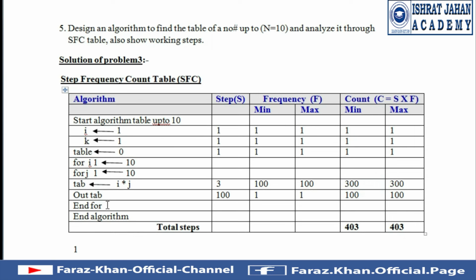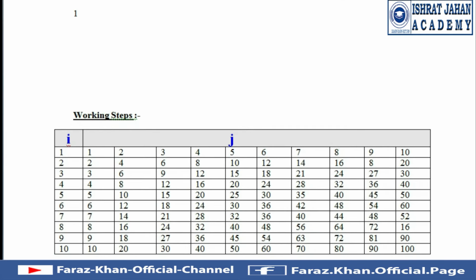Now tab is inside the for loop, so it will also take 100 steps, 1 at a time in minimum and 1 at a time in maximum. After multiplying, 100 multiplied by 1, 100. So when I add up 300 plus 100, 400, 1, 2, 3, 403 in minimum and 403 in maximum, right? Here are the working steps.